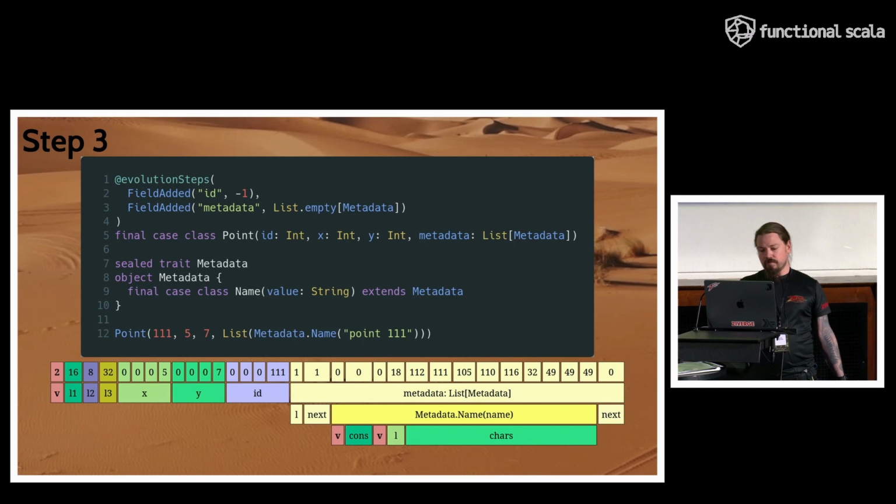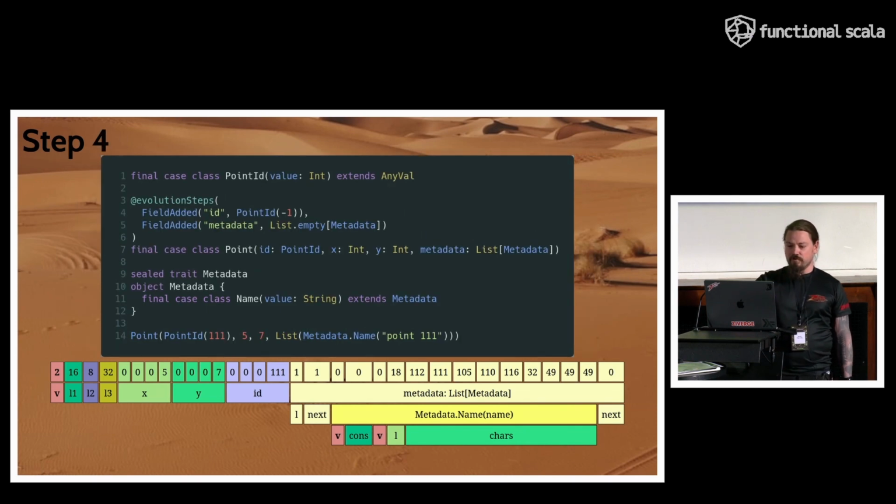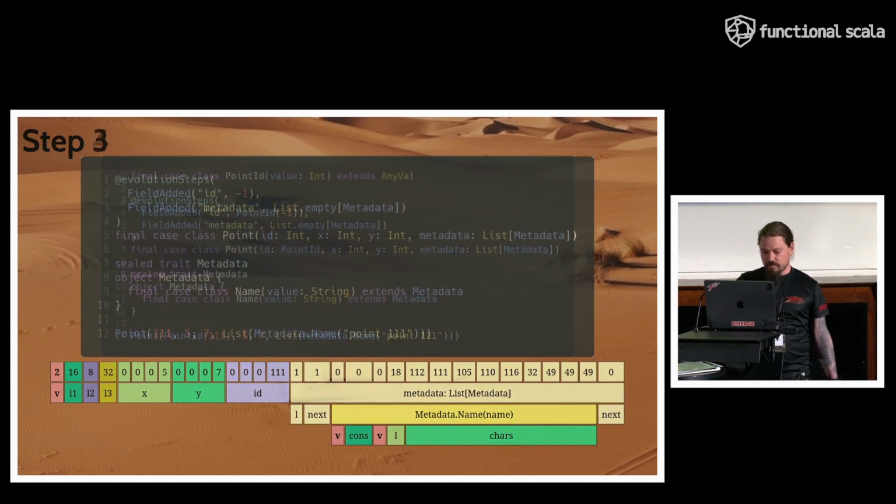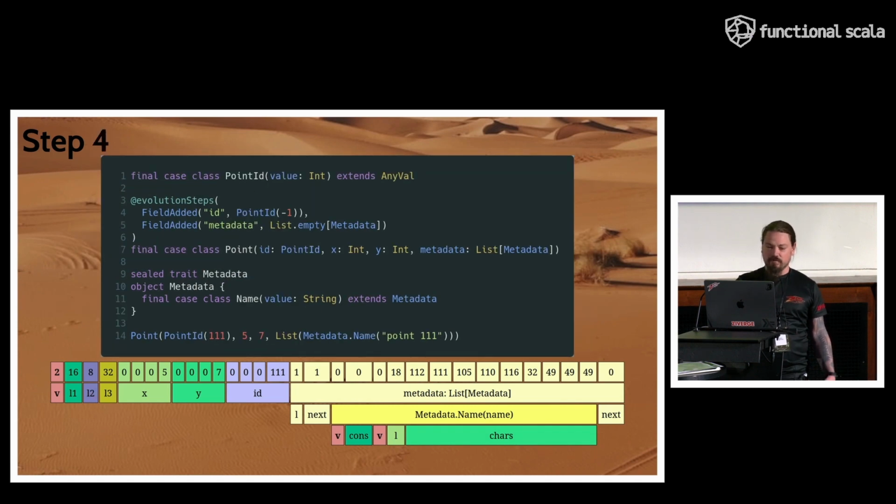So let's change even more things. In step 4, we decide that we don't like that the ID is an integer and the coordinates are also integers, so we introduce a PointId class that wraps the ID. And it's probably hard to see, but the format didn't change at all, so that's also a safe change.